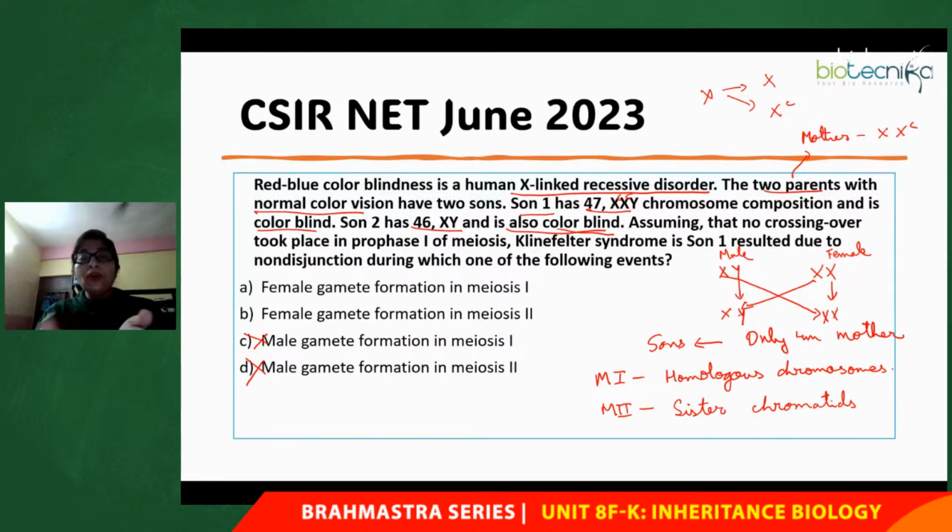Because if homologous chromosomes were not getting separated, they have different alleles. One has the normal allele, one has the color blindness allele. So if both the X chromosomes received in son 1 have the X^c allele, it means non-disjunction happened during meiosis 2, where the sister chromatids did not separate. So the answer will be option B.